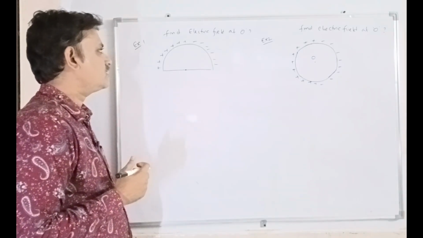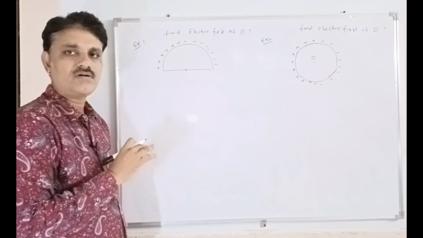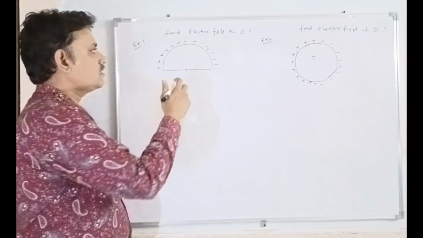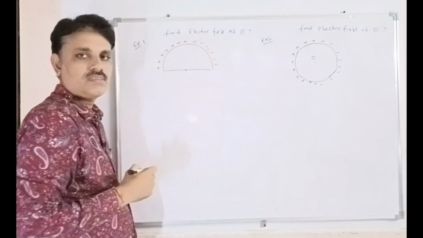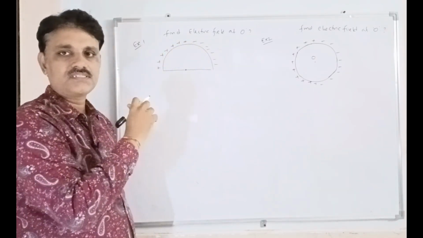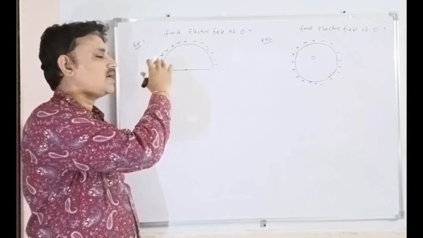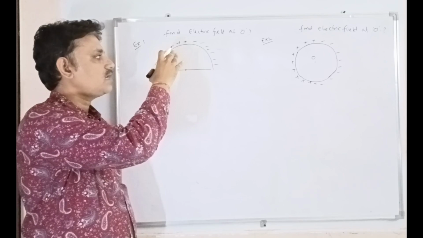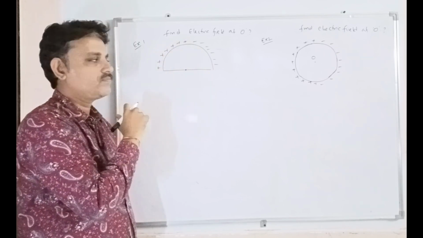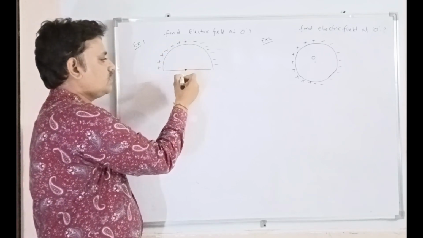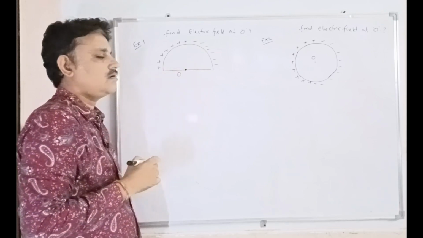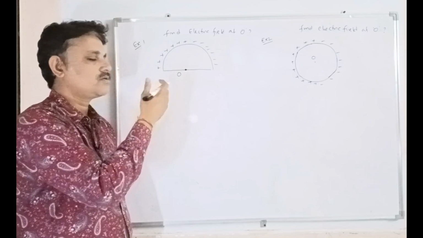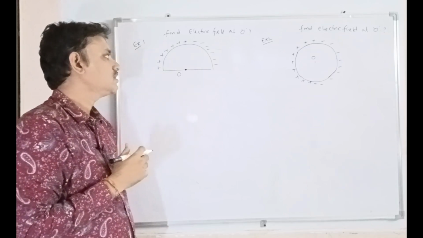Example 1 is given. Here the semicircular arc is given, but half of the semicircular arc has positive charge and half has negative charge. Then what is the electric field at point O, the center of the semicircular arc, with respect to those charges?